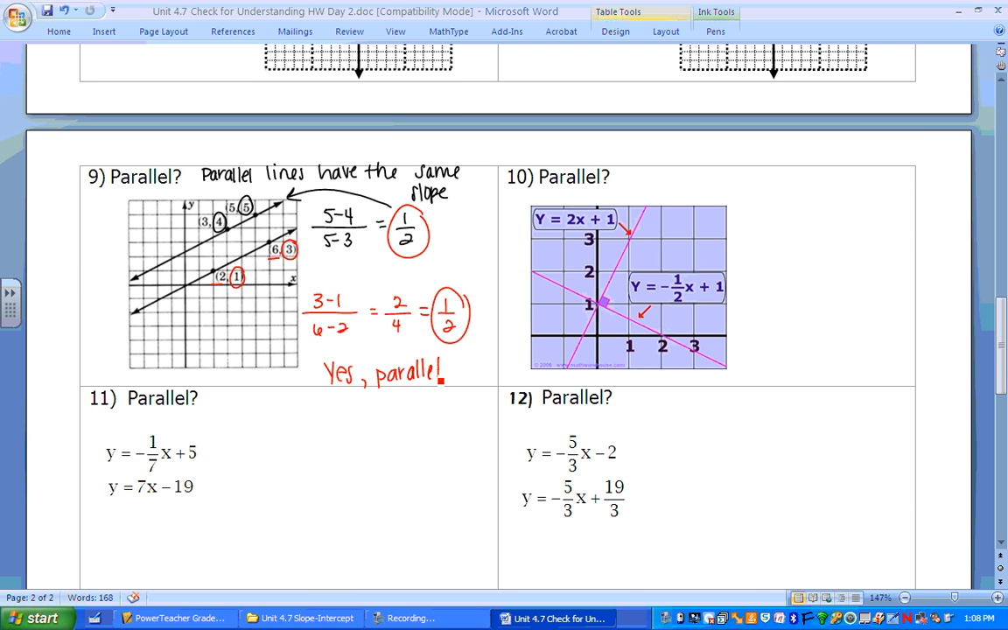You can already tell from the picture that these are not parallel. Parallel lines never touch. You can tell right here that no, they are not parallel because they intersect.